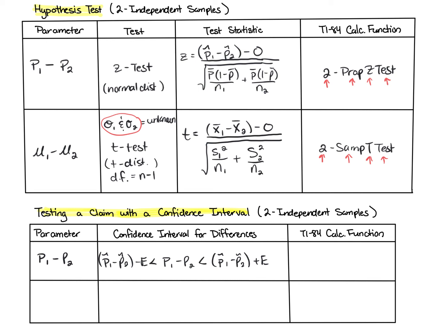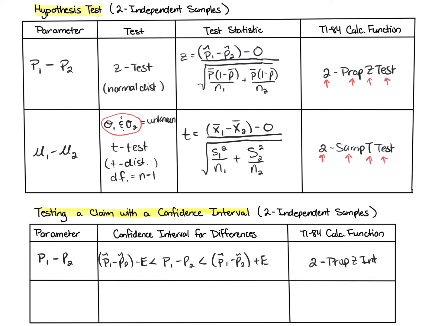If you're using the TI-84 calculator, the function you would use here is 2-PropZInt. So again, we have two samples. We want to know if there's a difference in the two proportions. We always approximate with the normal distribution, so Z, and then INT stands for interval. So this is the function that you would use and the one that makes the most sense for building a confidence interval for the difference between two population proportions.